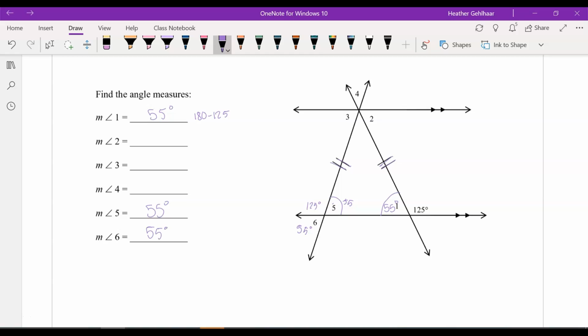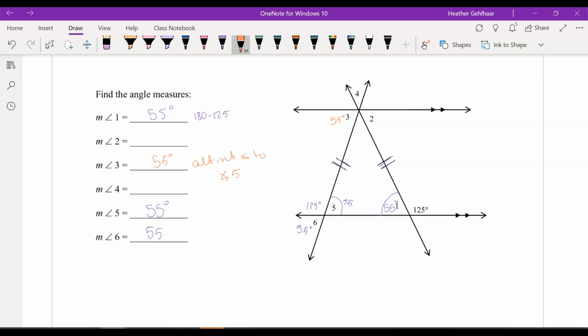Now, a couple things that we can do, let's see here. We know that these two lines are parallel. And if I highlight this line here and disregard everything else, I know that this angle here and this angle are alternate interior angles. So then I can say that angle 3 is 55 degrees, because they're alternate interior angles to angle 5.